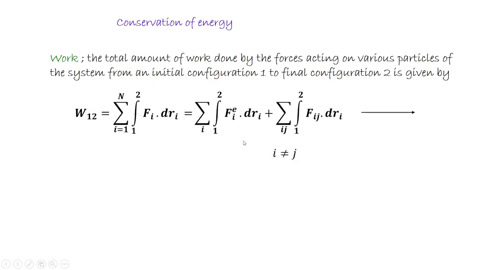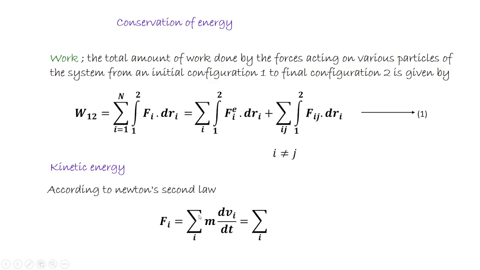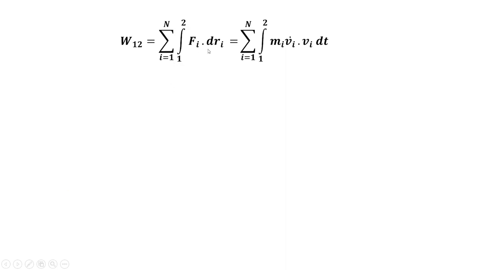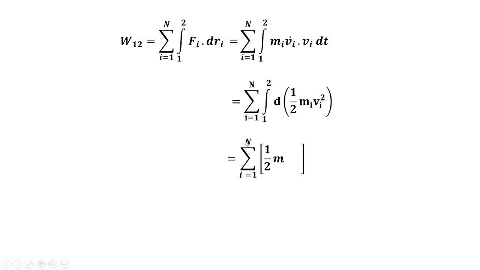Here i not equal to j. This is equation number 1. The kinetic energy: according to Newton's second law, F equal to ma. Then we need to substitute Newton's second law here. In place of dr, we use v into dt. So this is our derivation formula. Then you will get this one. Now differentiation and integration are going to cancel, then you'll get the kinetic energy of the system.